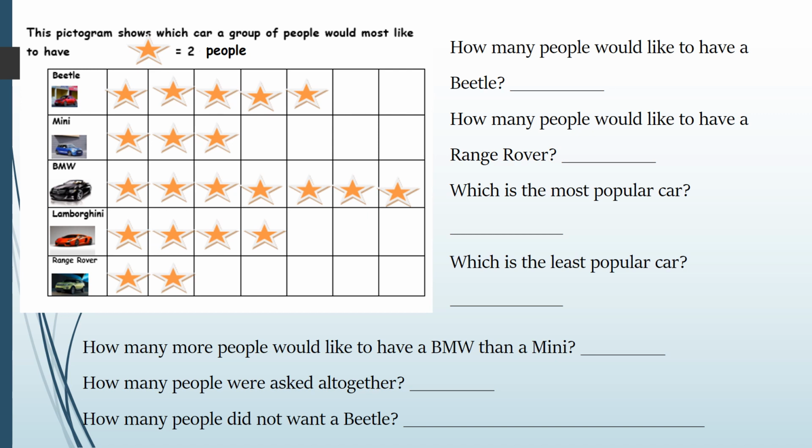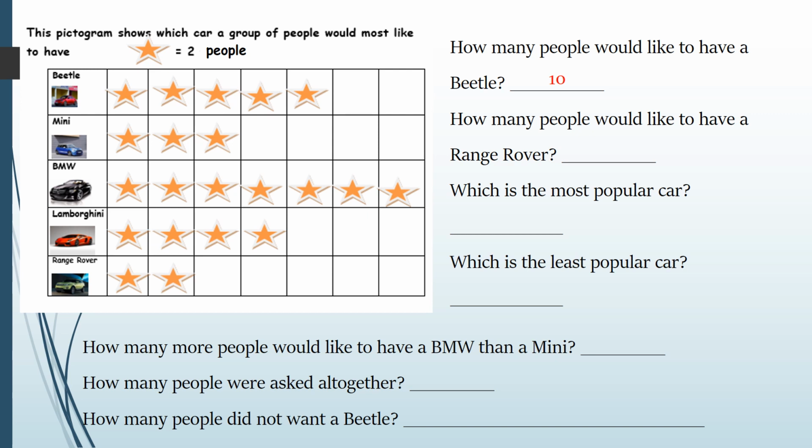So let's read the first question. How many people would like to have a beetle? So you need to look for beetle. You need to count up the number of stars. And remember, we are counting in twos. So 2, 4, 6, 8, 10. 10 people. Now the next question is how many people would like to have a Range Rover?